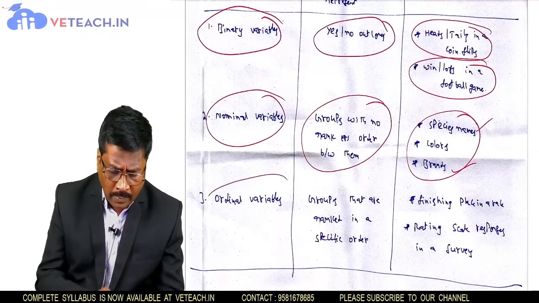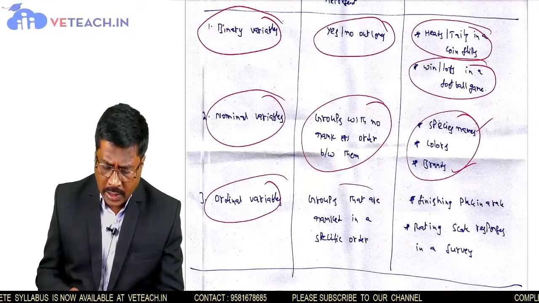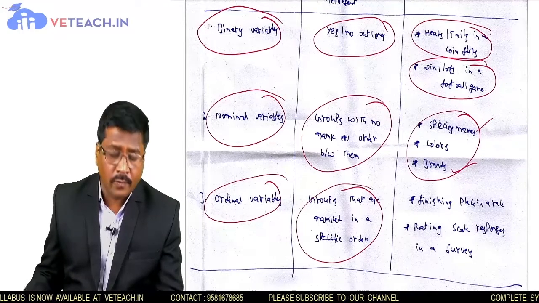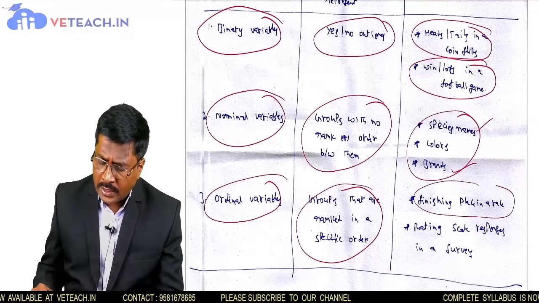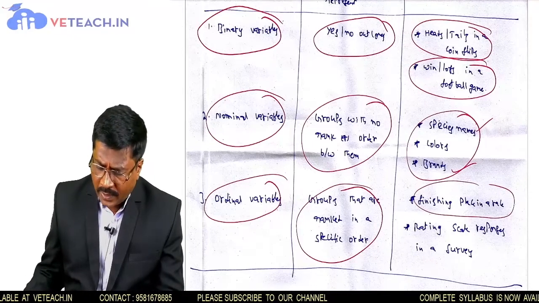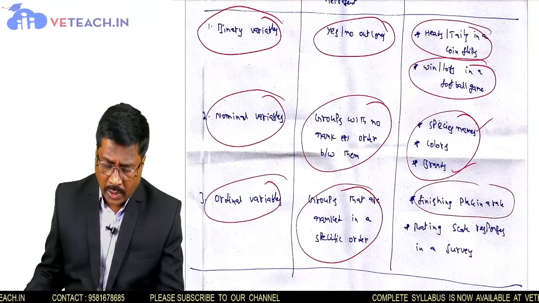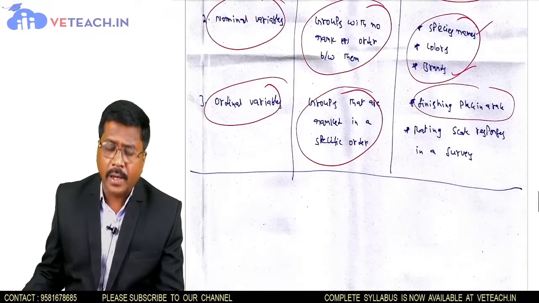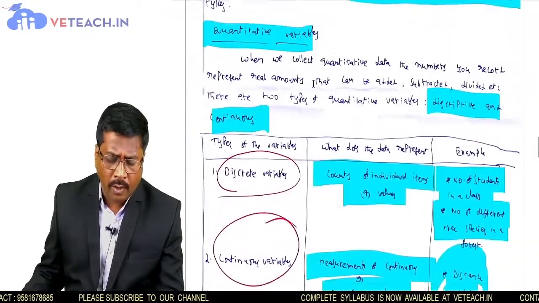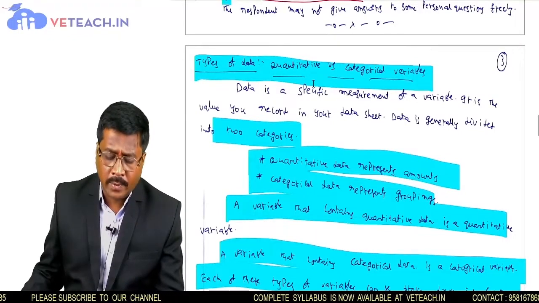Ordinal variables mean we group and give rank in a specific order, and those types of variables are called ordinal variables. The best examples are the finishing place in a race and rating scale responses in a survey. So you can collect data that is grouped and ranked in a specific order. These are the ways of splitting the variables into quantitative and categorical variables.